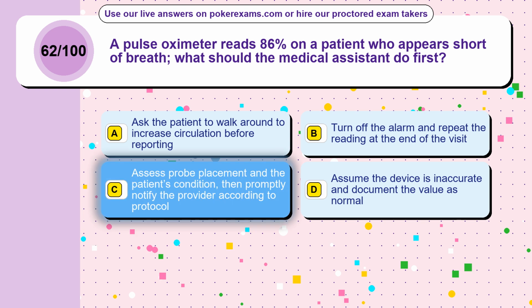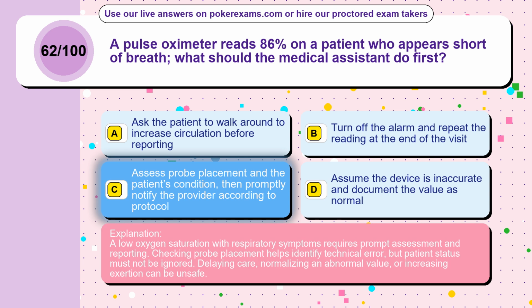The correct answer is option C. Assess probe placement and the patient's condition, then promptly notify the provider according to protocol. A low oxygen saturation with respiratory symptoms requires prompt assessment and reporting. Checking probe placement helps identify technical error, but patient status must not be ignored. Delaying care, normalizing an abnormal value, or increasing exertion can be unsafe.